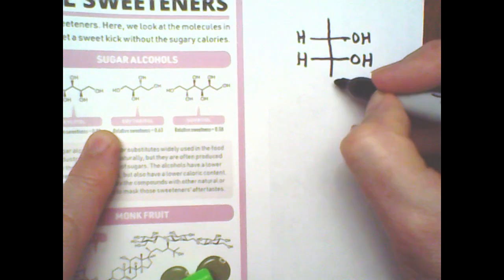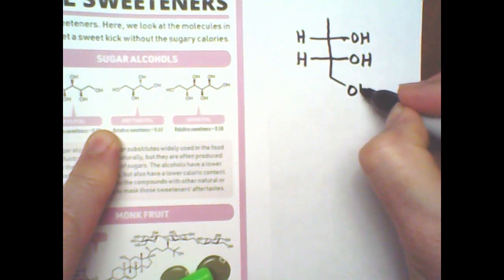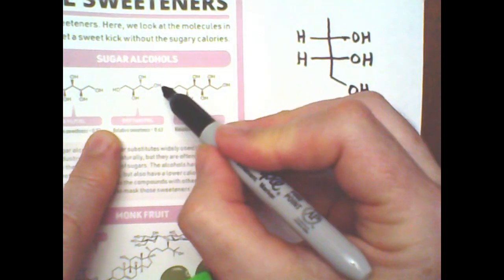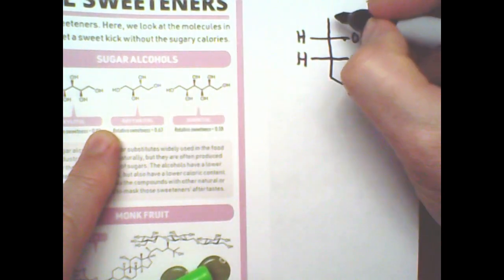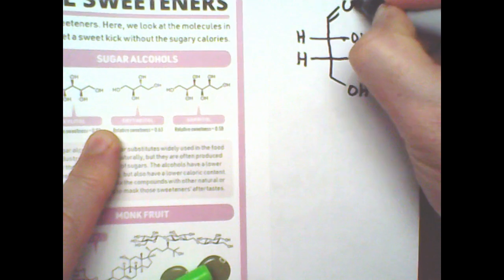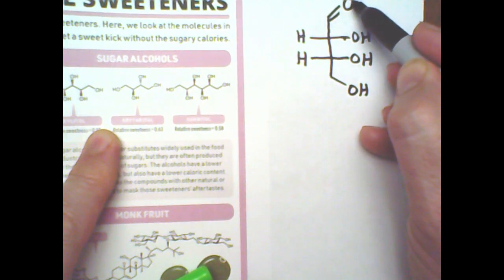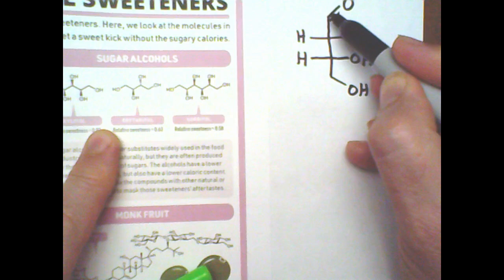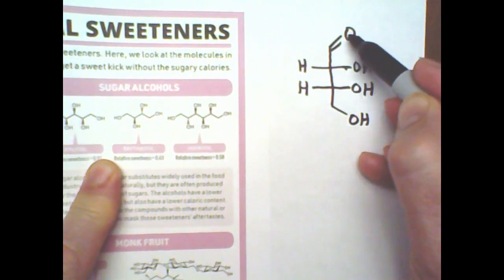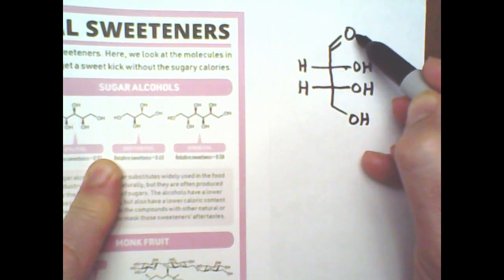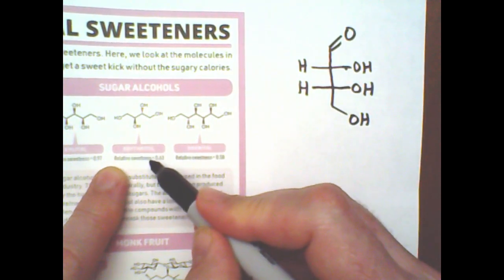Okay, and we've got an OH on both ends. In the sugar, one of those would be an aldehyde. So by reducing this sugar, adding a hydrogen here and here on each end of this double bond, you turn it into an alcohol and make erythritol.